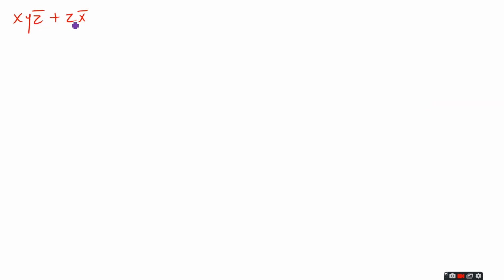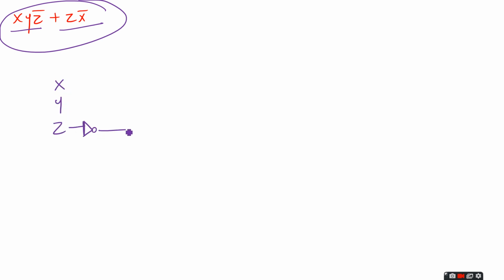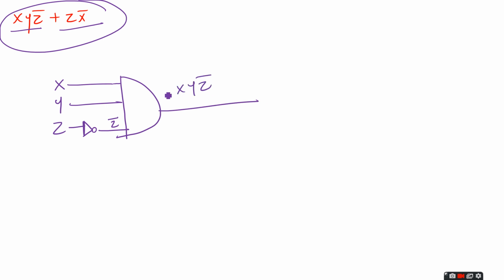Next, XYZ complement plus ZX complement. So we have to take these terms separately. After that, we have to draw the logic circuit for the full Boolean expression. We'll take X, Y, Z. We have to pass Z through NOT gate, we'll get Z complement. Then we have to pass these three through AND gate. Then we will get X, Y, Z complement.